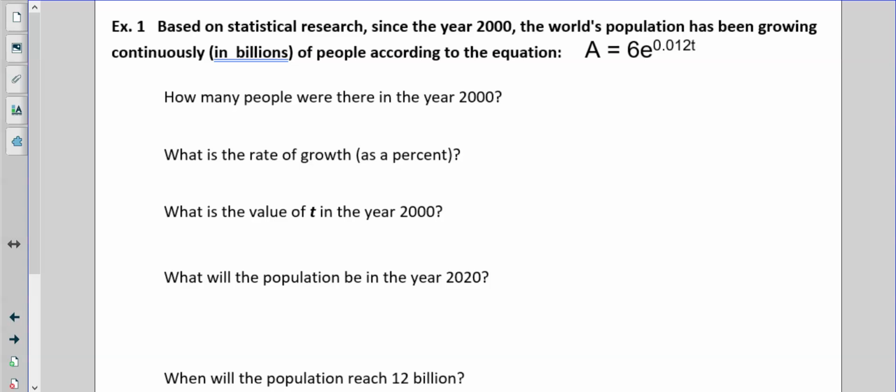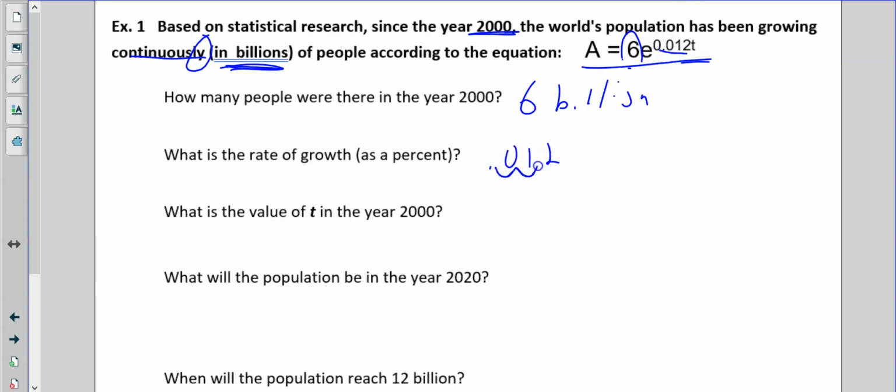So, based on statistical research since the year 2000, the world's population is growing continuously in billions of people according to the equation. So here's our equation. Now we have some questions on it. How many people were there in 2000? Well, this is our starting point. So that means 6 billion based on right here. What is the rate of growth? That's right here. That's 0.012, but we're going to change it to a percent because it says as a percent. So we move it twice, and that's 1.2%.